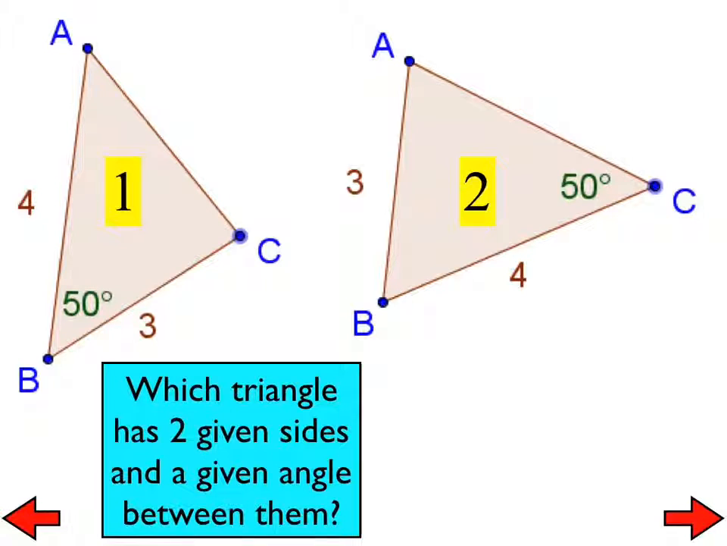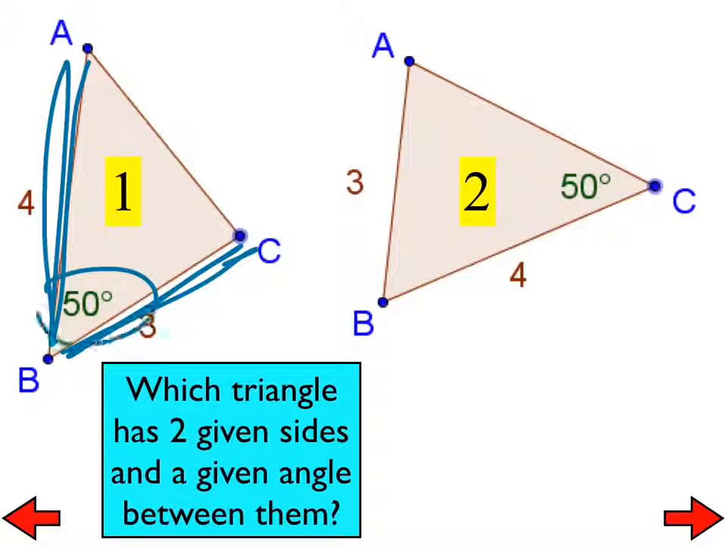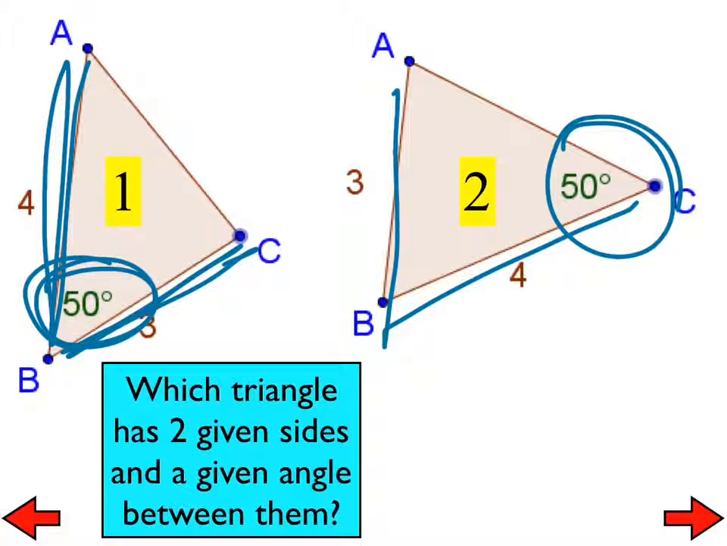Which one of these triangles has the angle in between the two sides? Raise your hand if you know. Better. Raphael, which one is it? Number 1. Very good, because here's the 4, here's the 3, and the 50 is in between. Here, the 3 and the 4, 50 is off to the side. It's not in between. Got it?